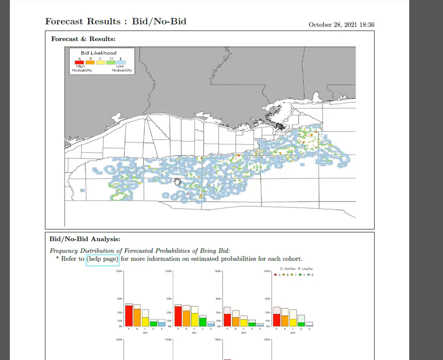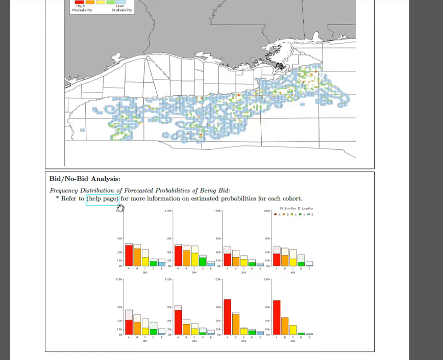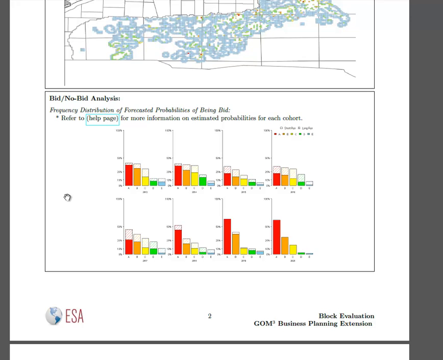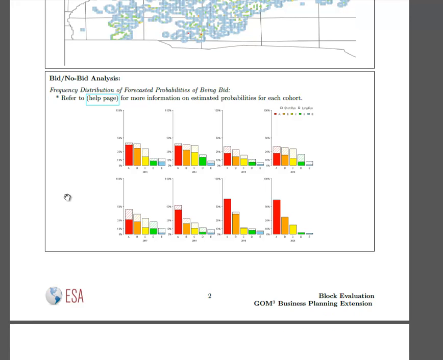So how this is set up right now, the red and orange are the blocks that we think are most likely to receive bids, and then the blue would be the blocks that are least likely to receive bids. And you can see it's limited to deep water, and additionally, you can see around where current leases exist. Here are our error bars, and so we'll always keep this updated to the most recent 8 years, so we can put the graphs there.